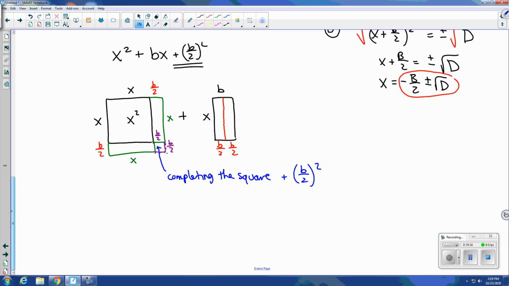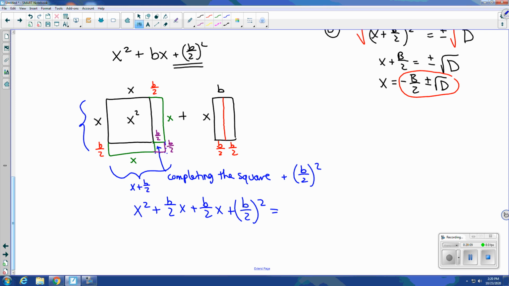Now the factorization: we can see that the area of this fully new square is x squared plus one rectangle, b over 2 x, plus the area of the other rectangle, b over 2 x, plus that new little square that we added on to complete the square, b over 2 squared. We know that should equal the length times the width, which can also be written as x plus b over 2 times x plus b over 2.